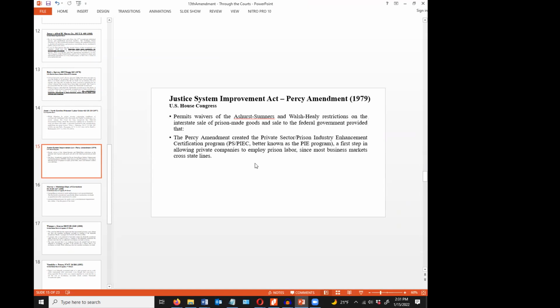And so the Percy Amendment also created what's called the Private Sector Prison Industry Enhancement Certification Program, better known as the PIE program. This was the first step in allowing private companies to employ prison labor, since most business markets cross state lines. So this kind of opened the door for private prisons to start being built.